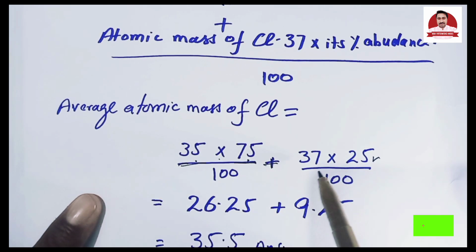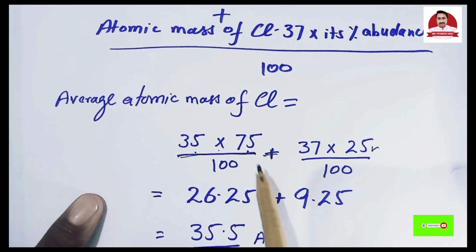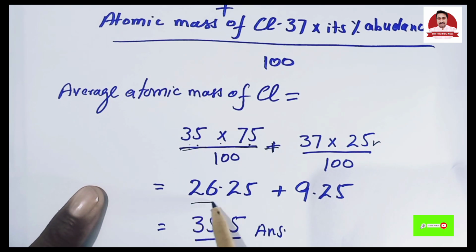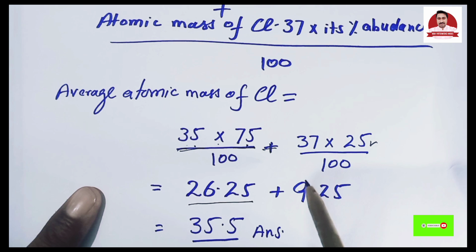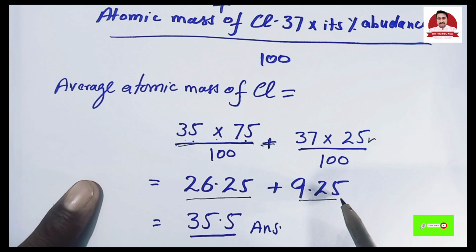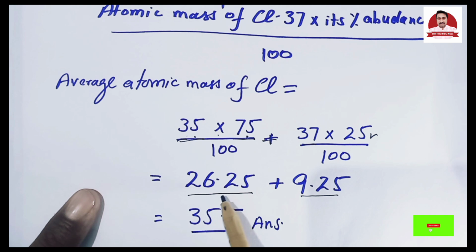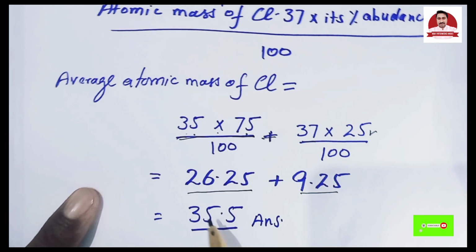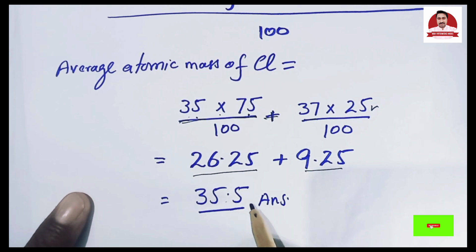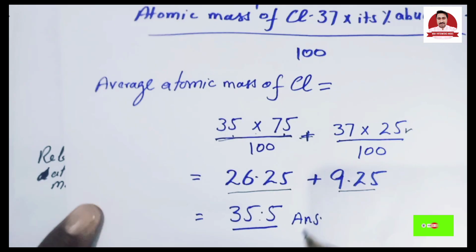And when we calculate the values mathematically, we find the value for chlorine-35 is 26.25, and for chlorine-37 we find the value 9.25, and when we add these two values we get 35.5. So this 35.5 is the average atomic mass of chlorine.